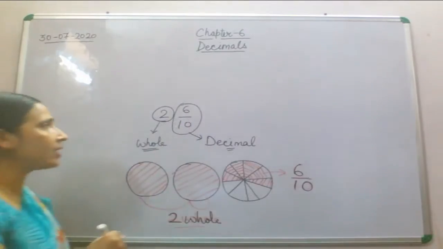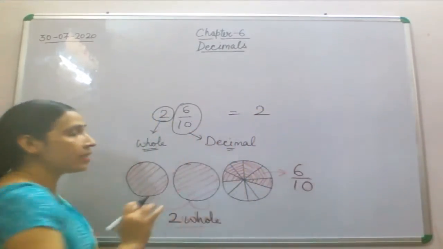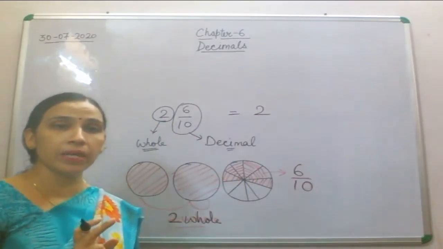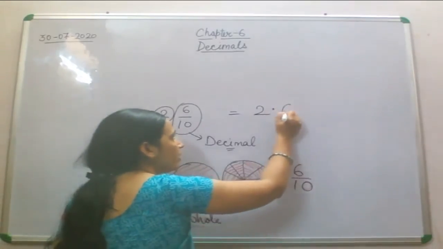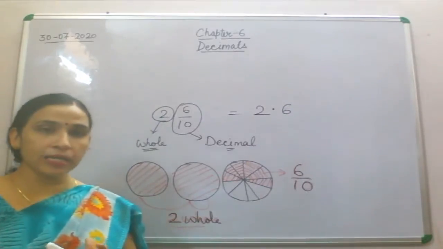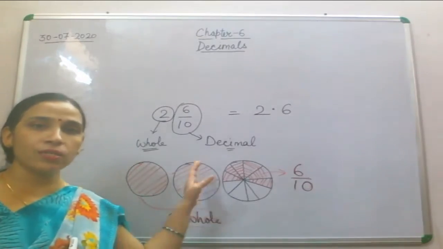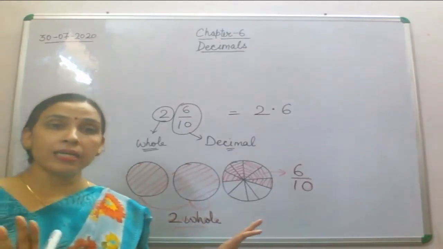This whole part we are going to write as it is, but this 6 by 10 will be represented in decimal form, and that will become 0.6. So we will write 0.6. I hope that is understood by you, what the combination is. See, I am repeating it again, understand it.